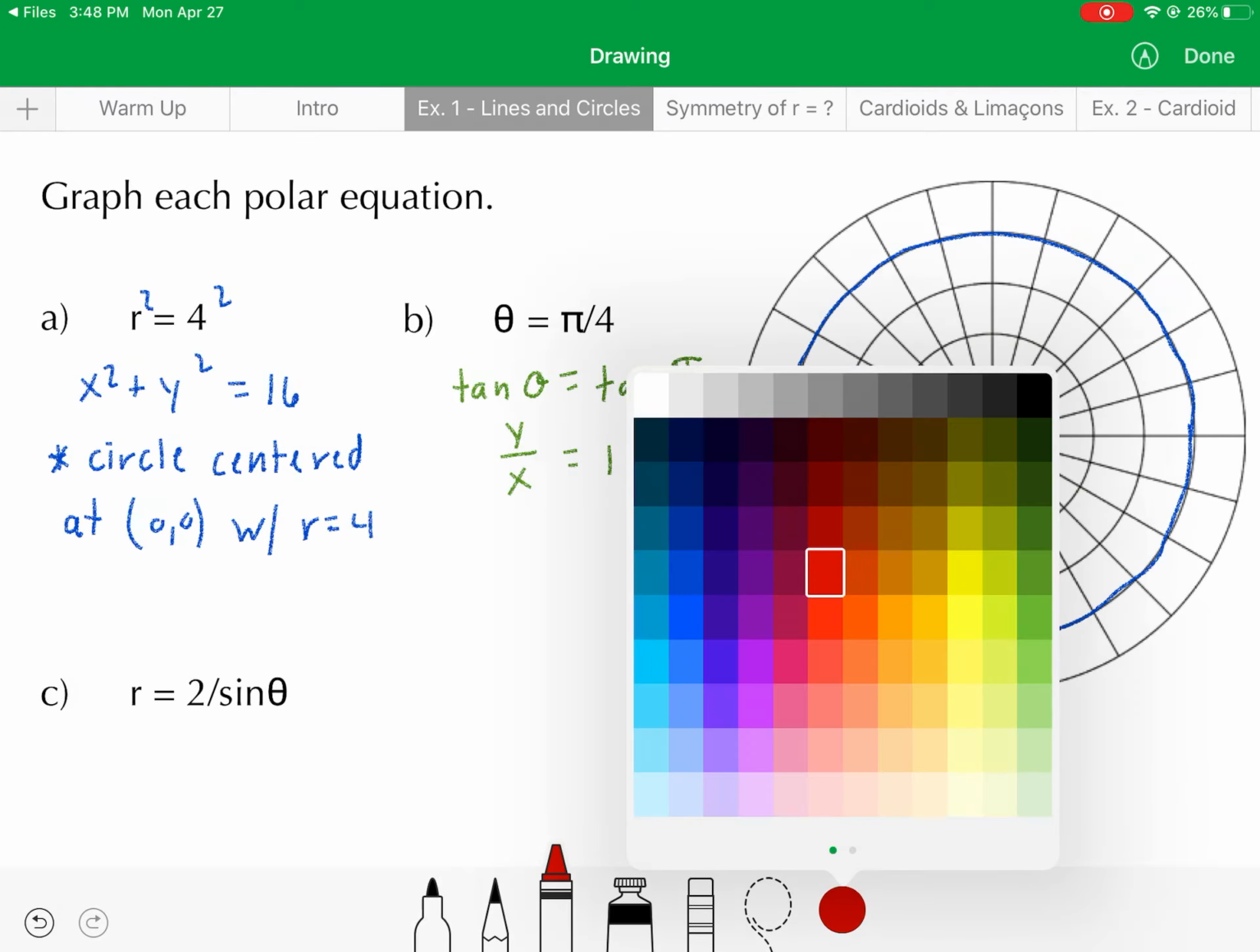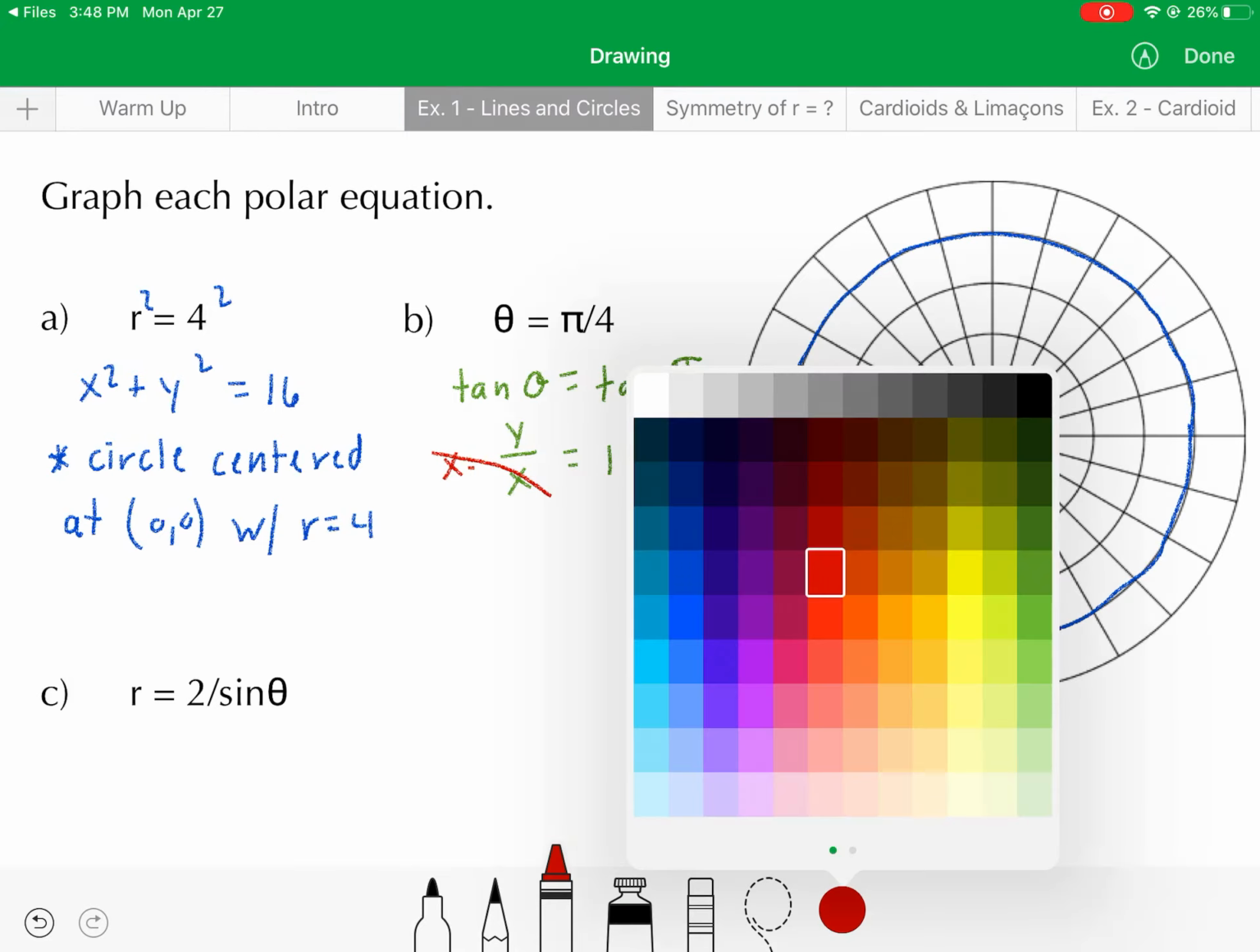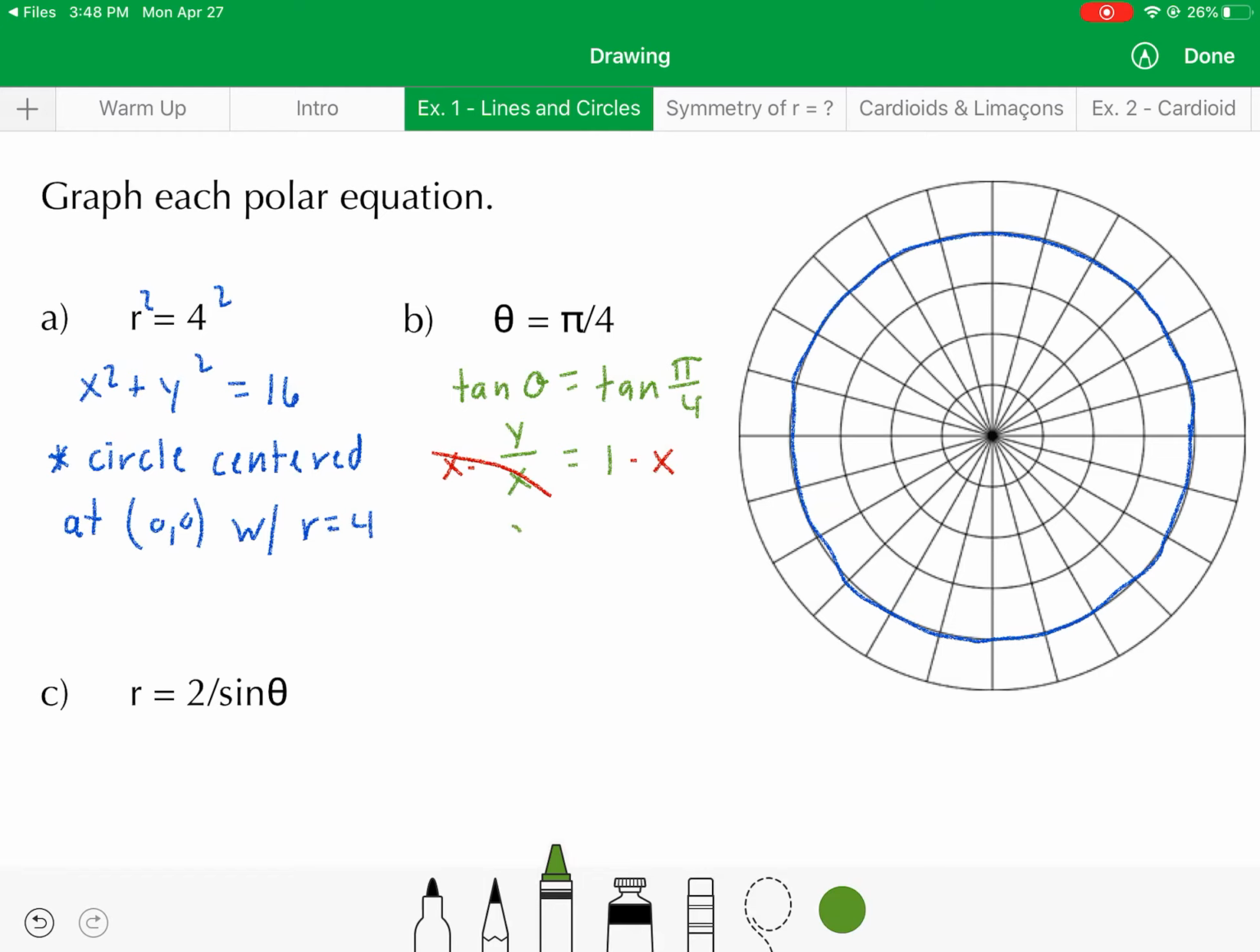Okay. Now we're in rectangular form, but probably helpful if I multiply both sides by x to clear this fraction, and notice what I end up with. y is equal to x. This is nothing more than an equation of a line whose slope is 1 and whose y-intercept is 0. Okay? All right, so the question becomes, how do I graph something like this when I'm in the polar coordinate system?